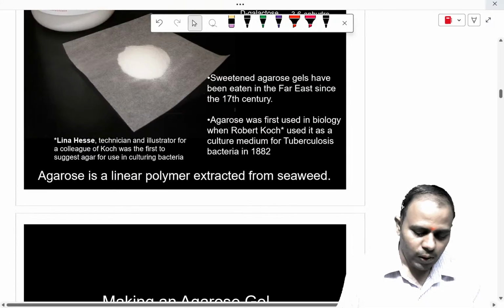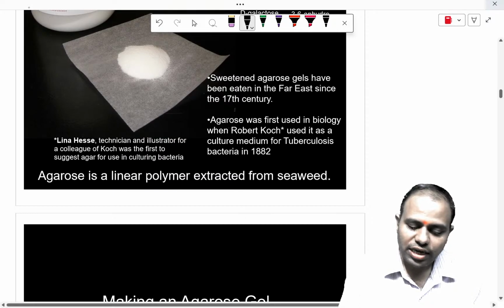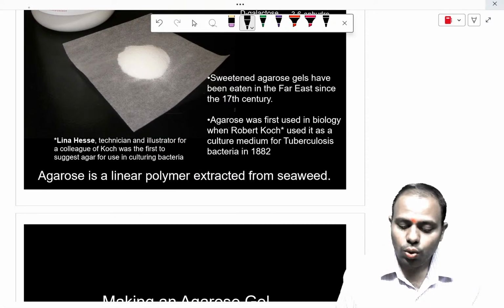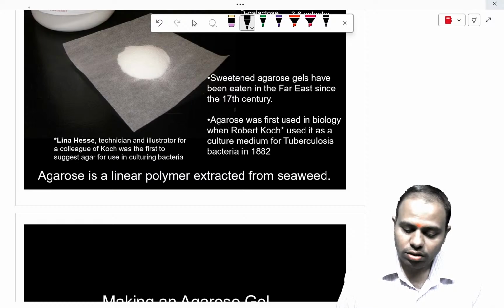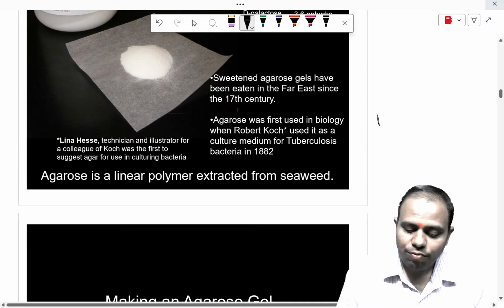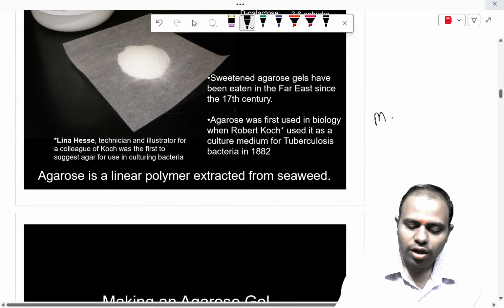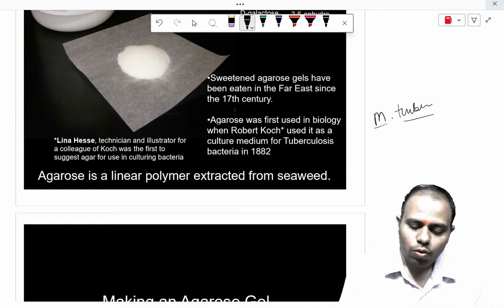It was first used by Robert Koch to isolate the bacterium for tuberculosis. The tuberculosis bacterium is Mycobacterium tuberculosis. This bacterium was first isolated on a plate made up of agarose polymer.